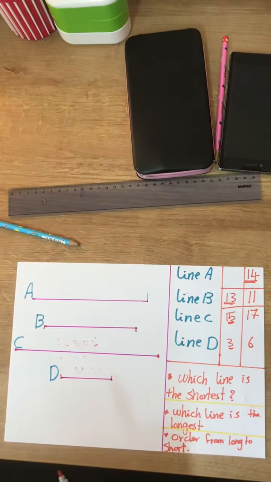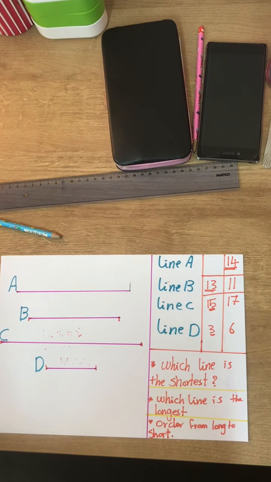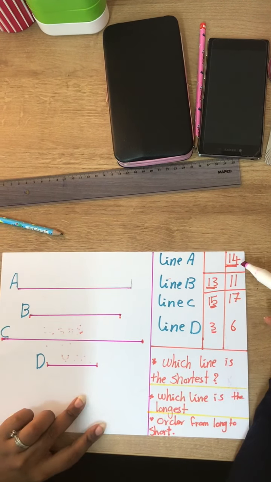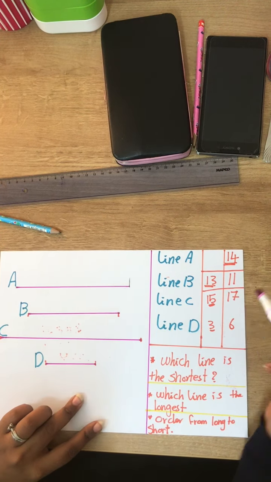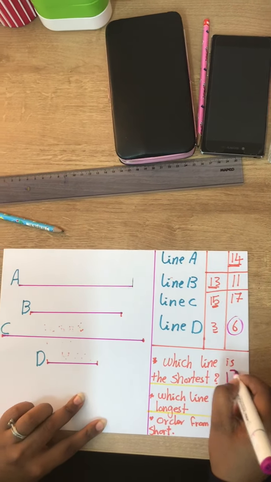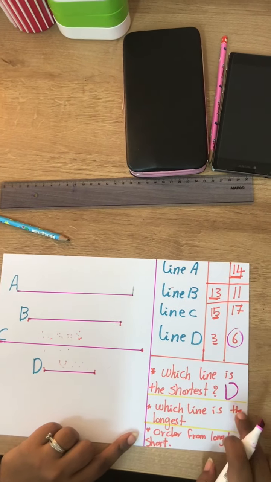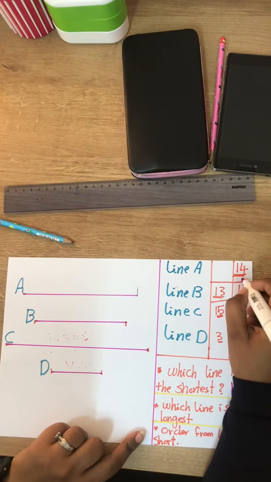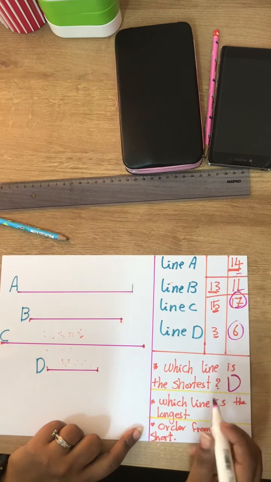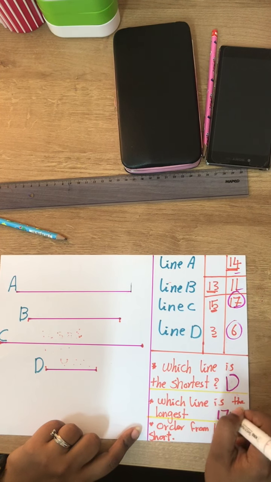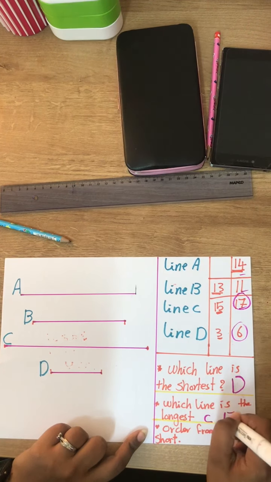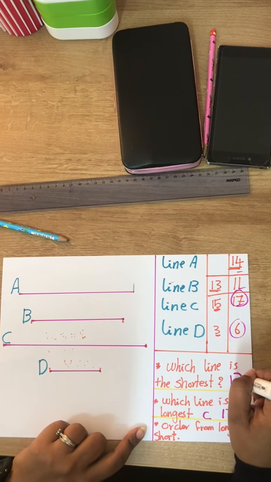So now let's read these questions and answer them. It says, which line is the shortest? Look here, you have 14, 11, 17 and 6. Which line is the shortest? Of course it's line D. Line D is the shortest. Which line is the longest? You have 14, 11 and 17. The longest means the bigger one. That means it's going to be 17, line C. Line C is 17. Here line D is only 6.